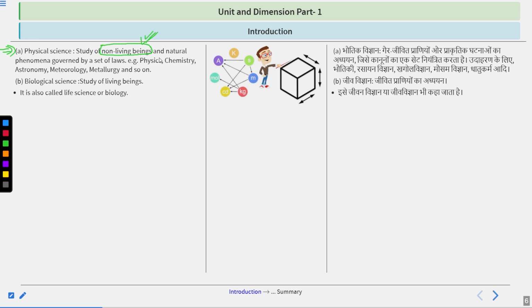So what happened with the rock, grayish to greenish? It is happening because of natural phenomena, right? It is not the power of that rock by itself. It is the power of nature. And that power is actually governed by a set of laws, right? Set of laws.